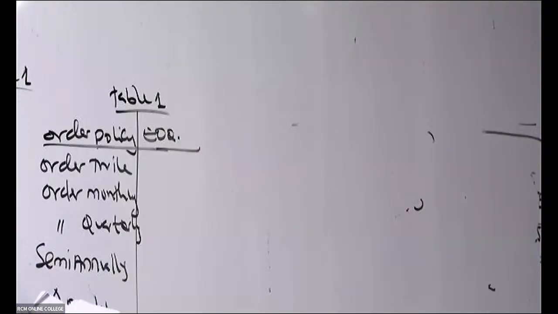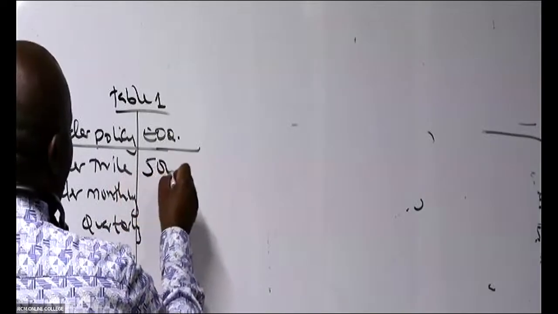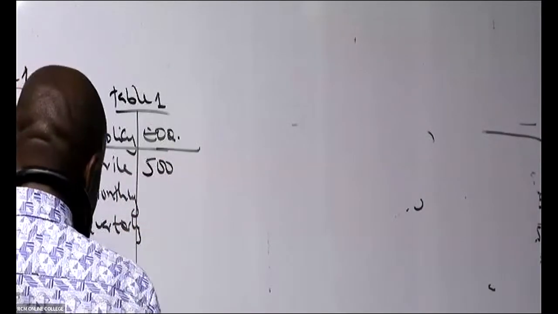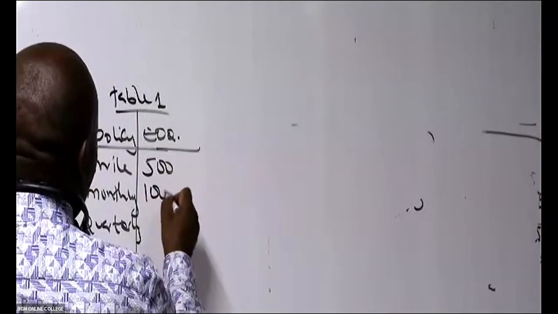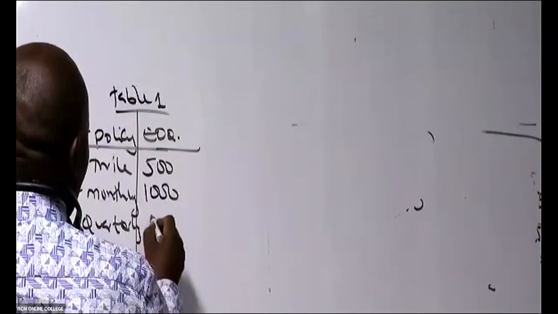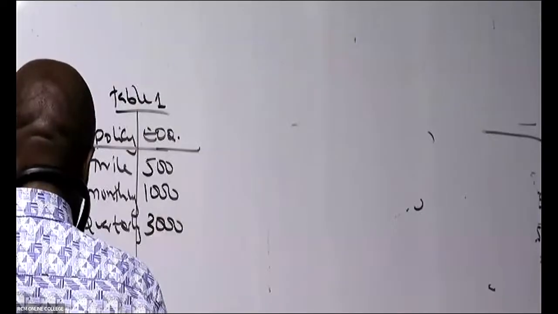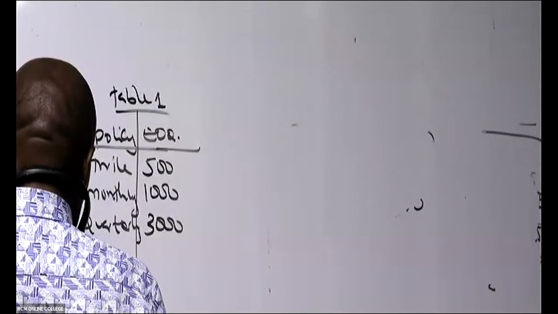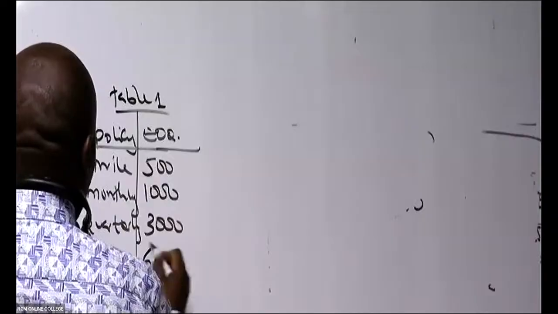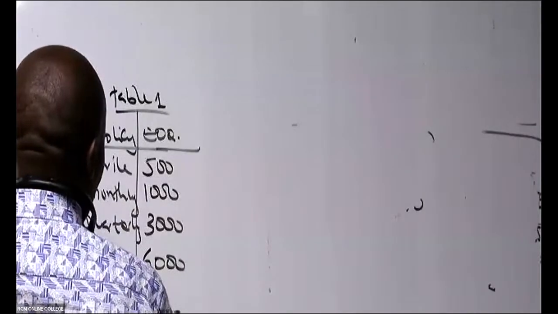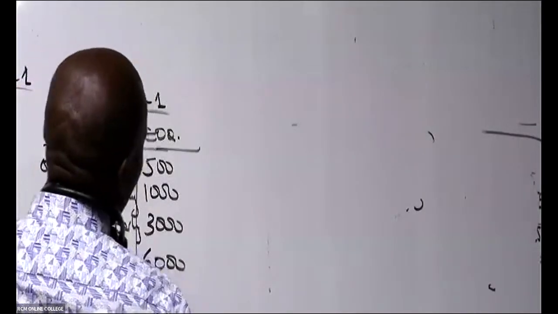So if we order twice, we can see the EOQ there is 500, the quantity, 1,000, 3,000, 6,000. Then we have 12,000.